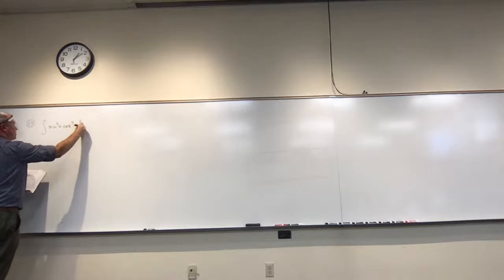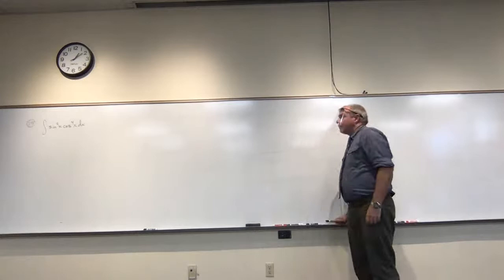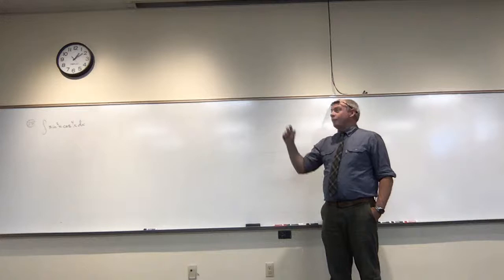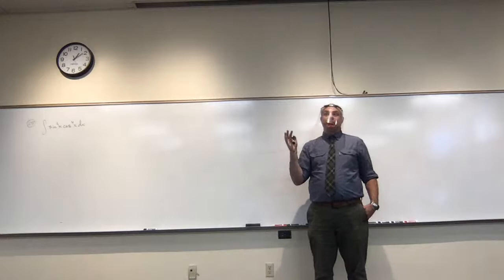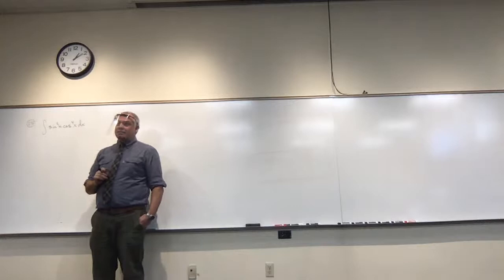Now, this is the case, if you've watched the lecture, where the exponent of the sine and the exponent of the cosine are both even. If one of them is odd, it's a lot easier. If both of them are even, it's more difficult. So when both of the powers on the sine and the cosine are even, we have to use half angle identities, okay?